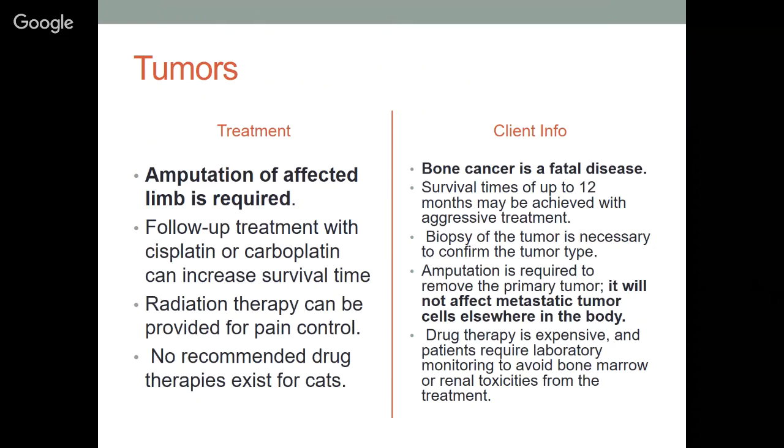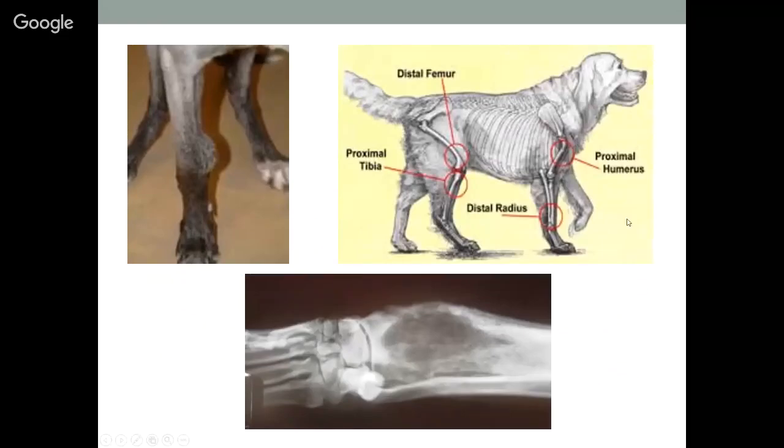Bone cancer is fatal. Survival times of up to 12 months may be achieved if we use aggressive treatment. Biopsy of the tumor is necessary to confirm the tumor type. Amputation is required to remove the primary tumor, but it will not affect metastatic tumor cells elsewhere in the body. And remember, almost all the time, it's already occurred. Drug therapy is expensive, and patients require laboratory monitoring on top of the therapy to avoid bone marrow or renal toxicities from the treatment. So away from the elbow, toward the knee.